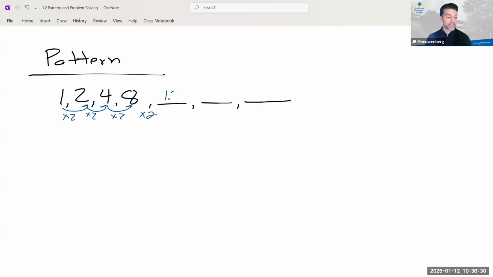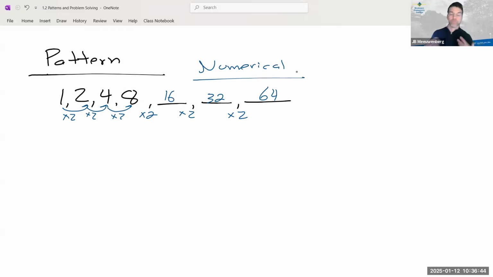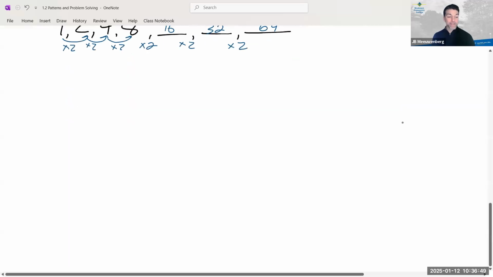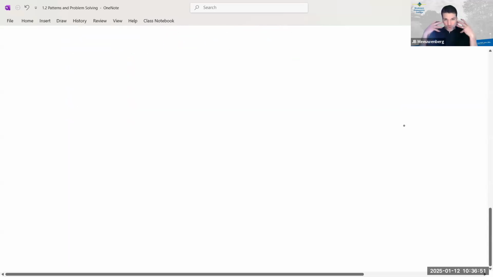That's one way that we could solve this problem. 8 times 2 is 16. 16 times 2 is 32. And 32 times 2 is 64. So this would be a numerical pattern, right? We observed something happen with numbers. But many people like to see things first when they're starting to learn about patterns. Not everyone is developed, especially at a young age, that elementary age, that number sense, that ability to sort of see numbers.